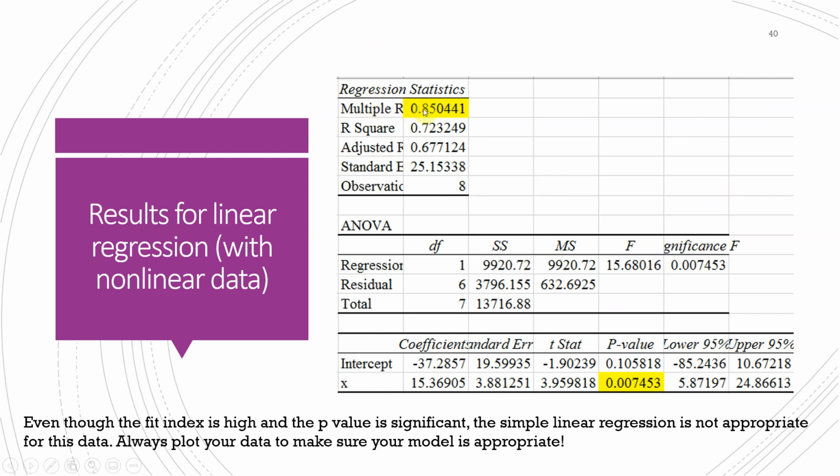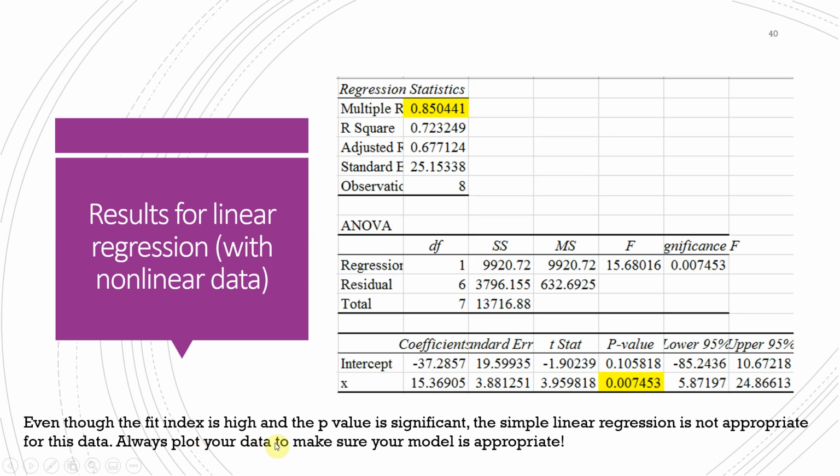So if you look at the multiple R and the R squared, they're actually decent, right? So the correlation between the variables is 0.85. The model fit is about 72, so 72% of the variance in the outcome variable is attributed to the model that we have. So these are actually really good indices. And even if we look at X, it is statistically significant, so is our F statistic. So what this is saying is even though the fit index is high and the p-value is significant, the simple linear regression is not appropriate for this data.